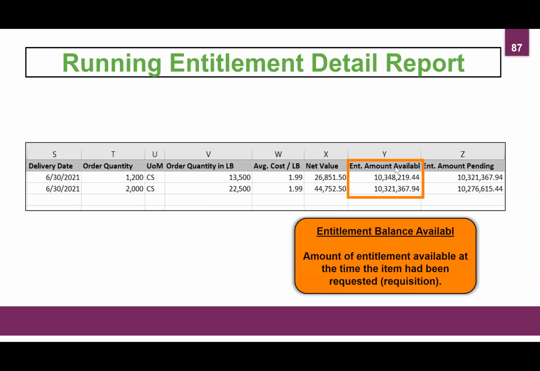Again, in column Y, you can see where it says entitlement amount available. And of course, the E is left off of there, but that's still the word available. So they want to make sure that it's not a misspelling or anything on their part. The E is just not able to fit on that part of the column.